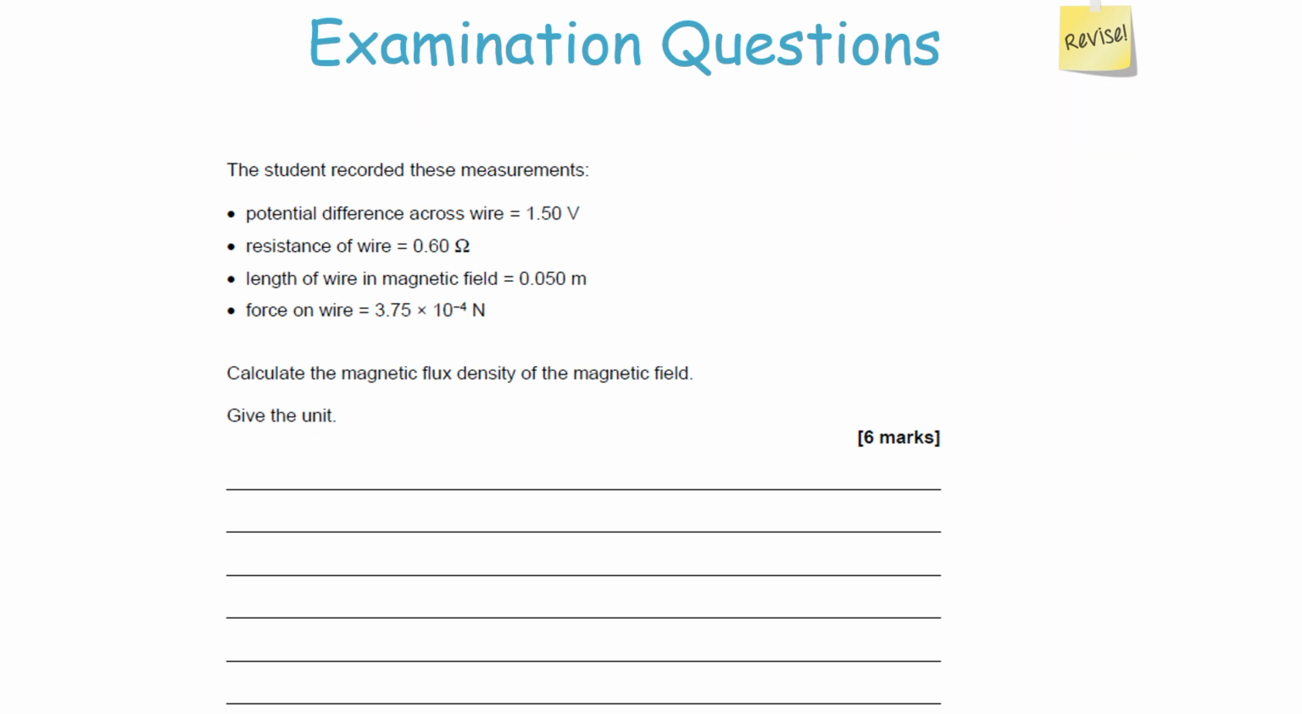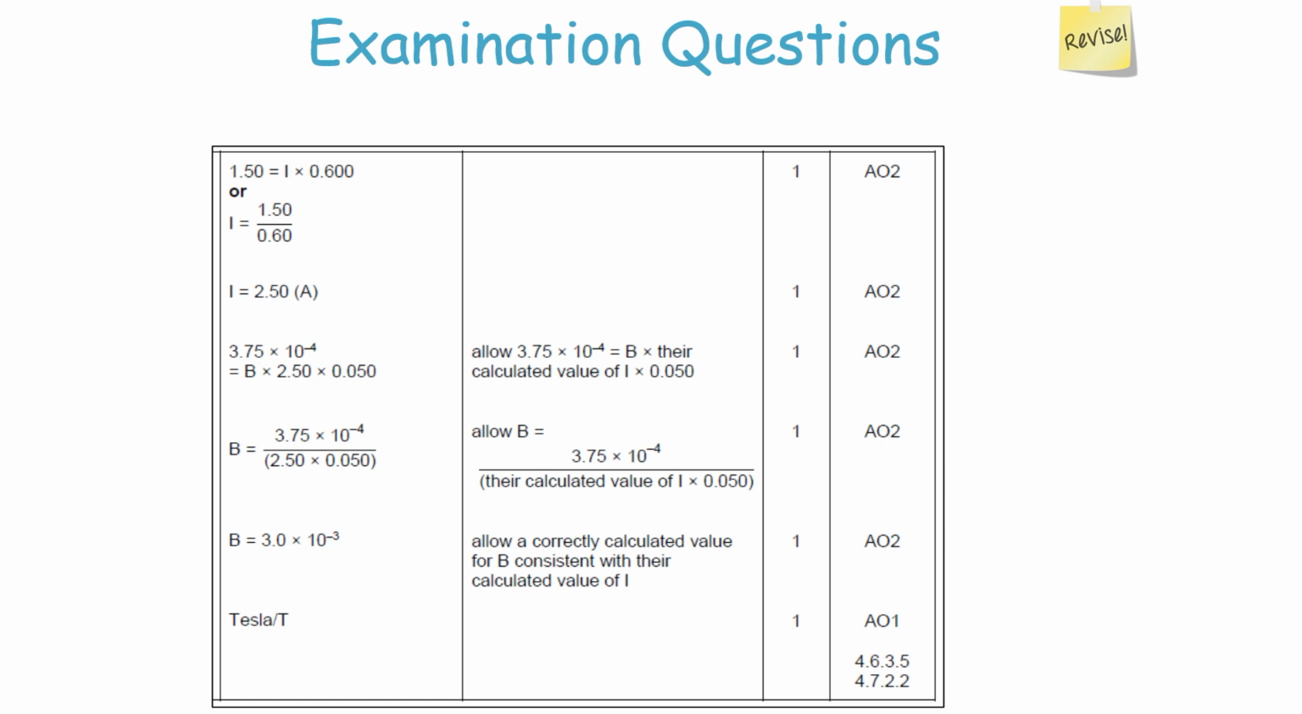Right, so how do you answer this particular question? Well, we know that F is equal to BIL, where B is the magnetic flux density. But the issue we have, because it's a 6-mark question, is whilst we have F, whilst we have L, we don't have I. And we can work out I because we've got resistance R and potential difference V. So the first thing we know is that V equals IR, so I is equal to V over R. So we do 1.50 over 0.60 is equal to 2.50 amps.